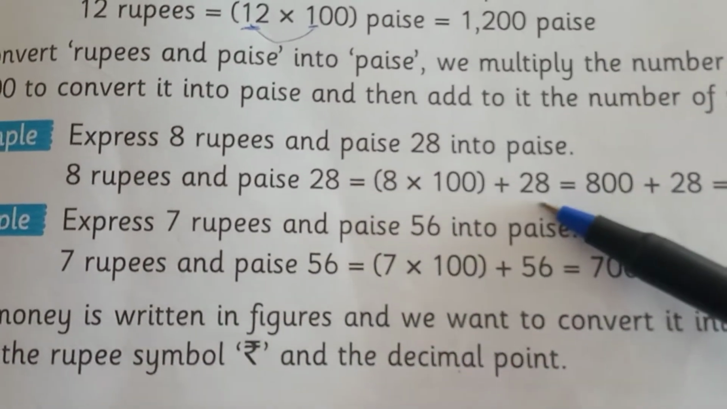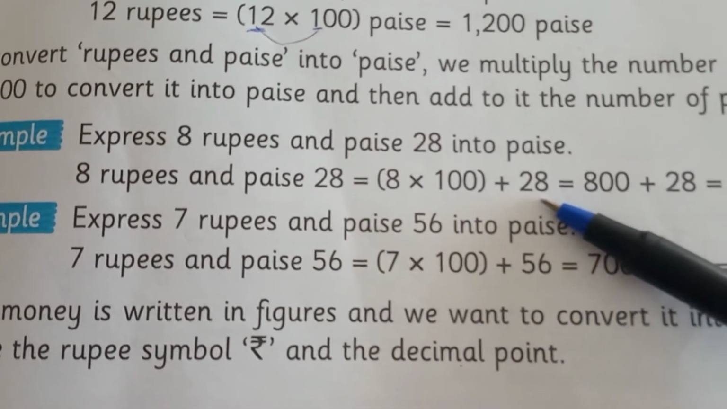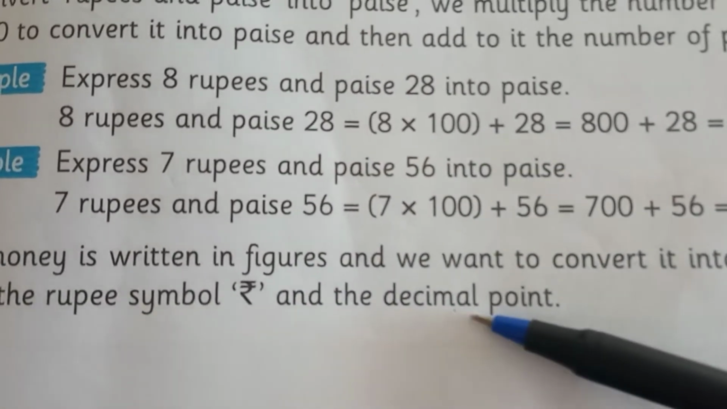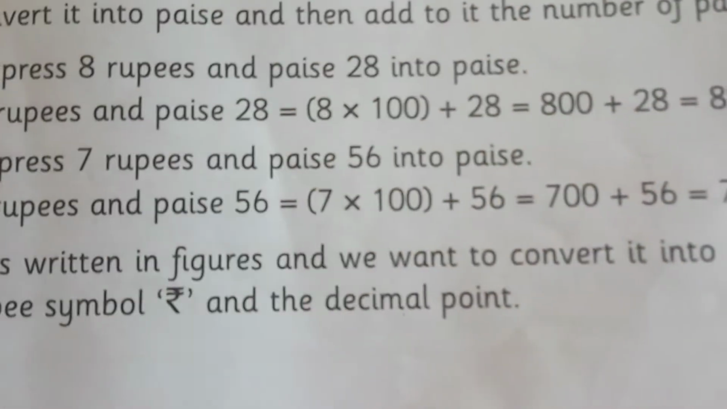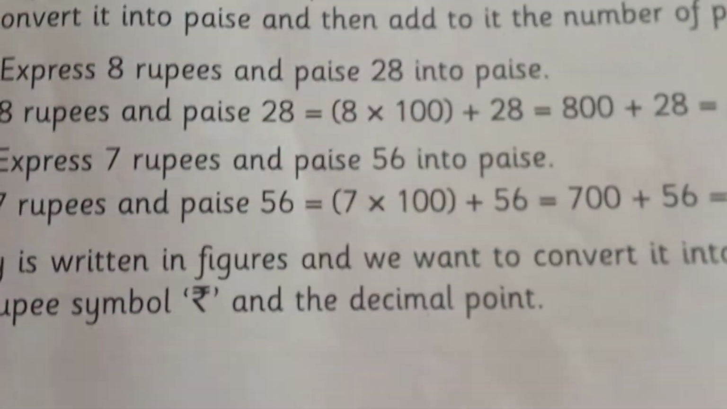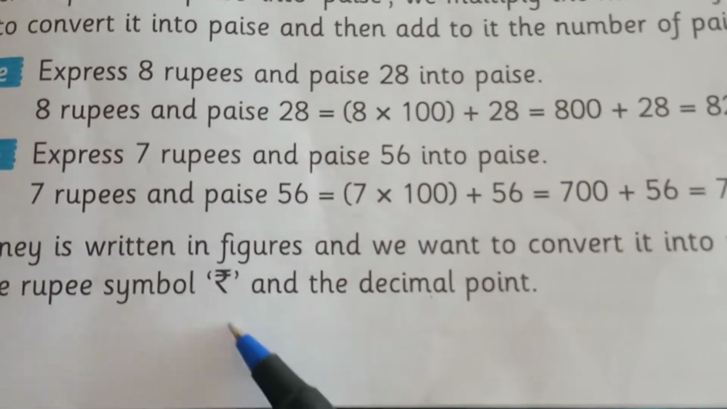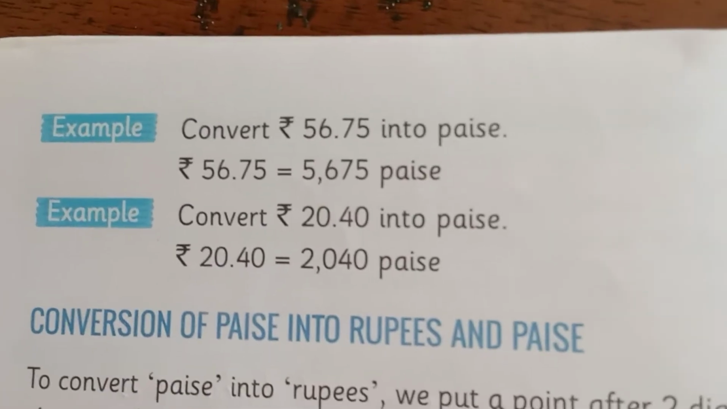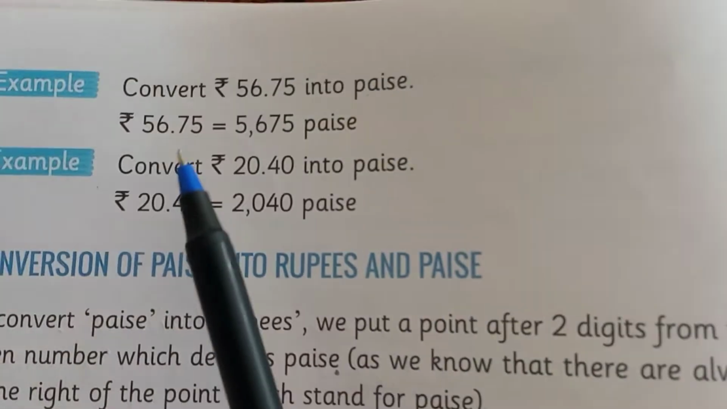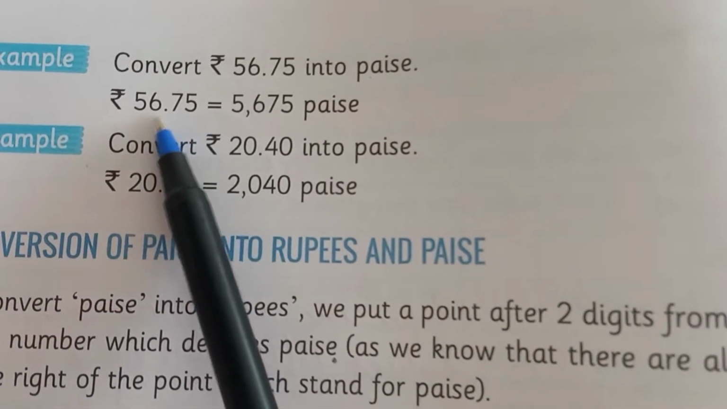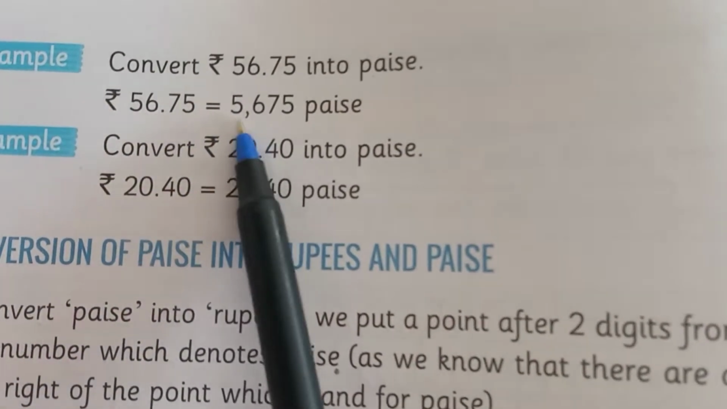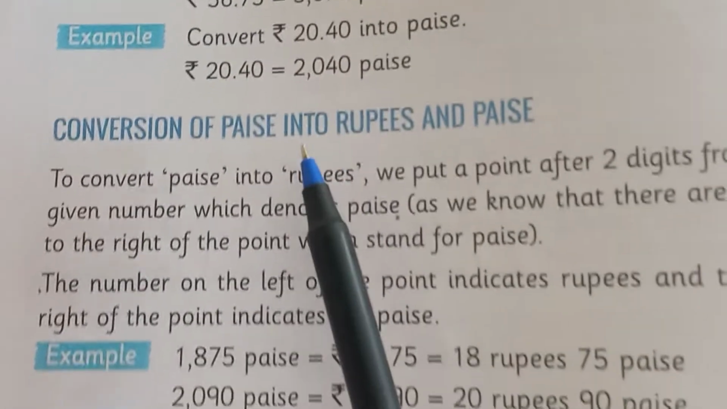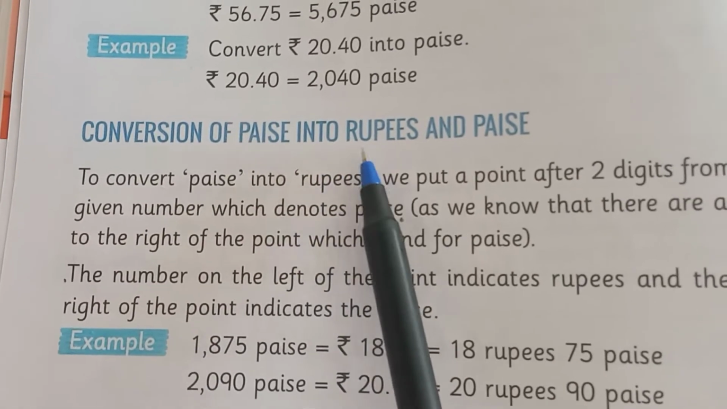add paise. And when the question is given with the symbol and the decimal point, and we have to convert into paise, so what do we do? Yes, we just remove this rupee symbol and we just remove the decimal point. So children, we just remove the rupee symbol and the decimal point and we get the number of paise.